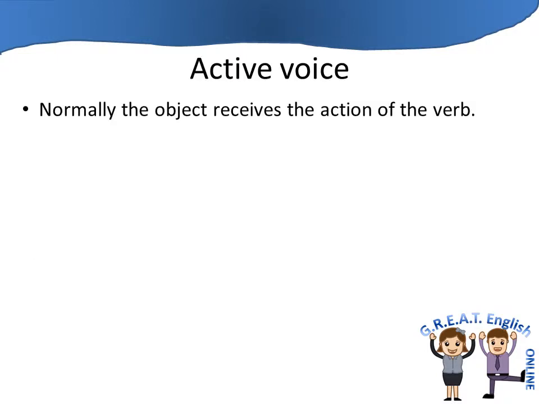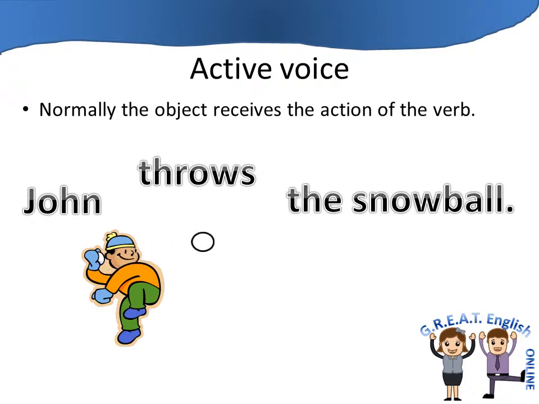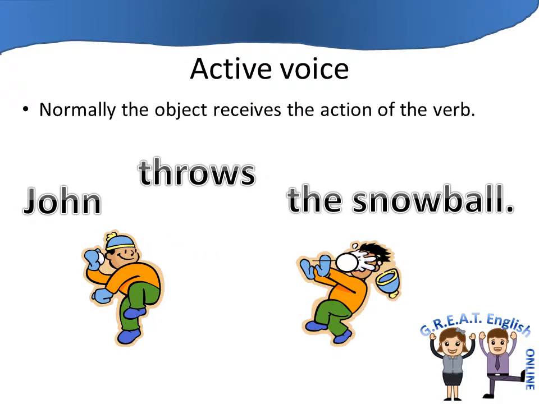In active voice, normally the subject performs the action of the verb. So we have John throws the snowball. We see John in the sentence first because we want to draw attention to the person or thing doing the action, then the verb, and then the object is the least important.